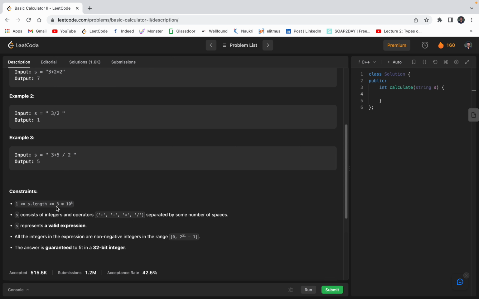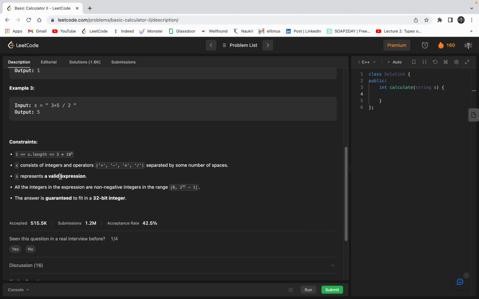The constraints are that the length is up to 3 into 10 to the power 5, and s consists of integers and operators. So it can contain plus, minus, multiplication, divide. It will be a valid expression. It won't be an invalid expression. All the integers in the expression are non-negative integers in the range 0 to 2 to the power 31 minus 1, and the answer is guaranteed to fit in a 32-bit integer.